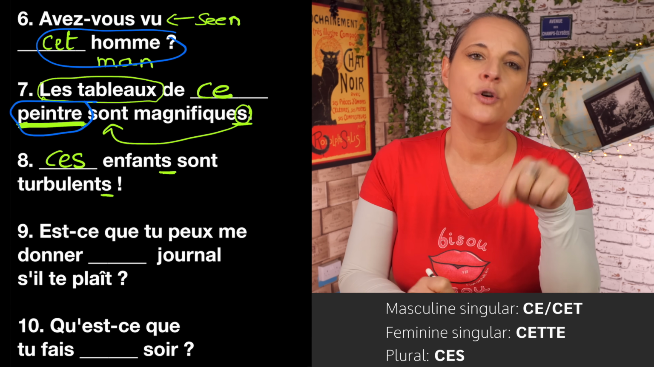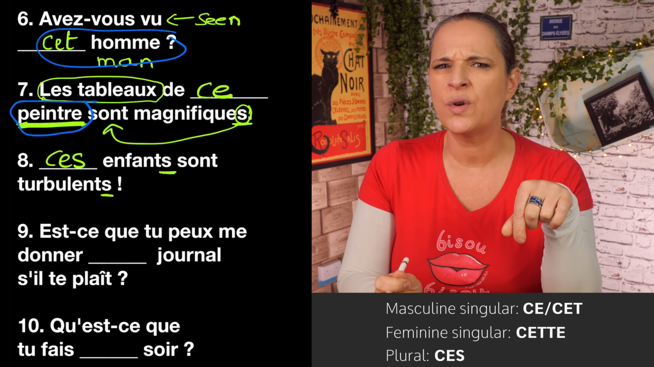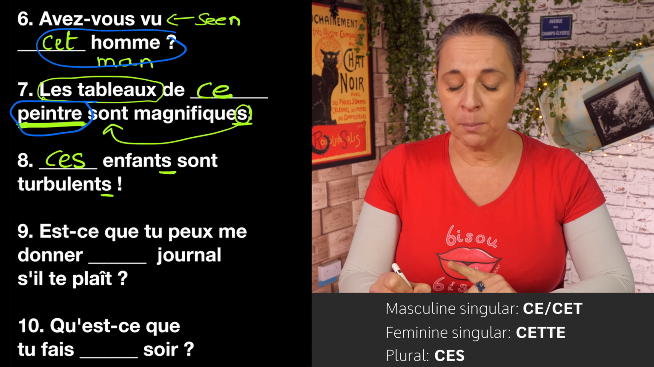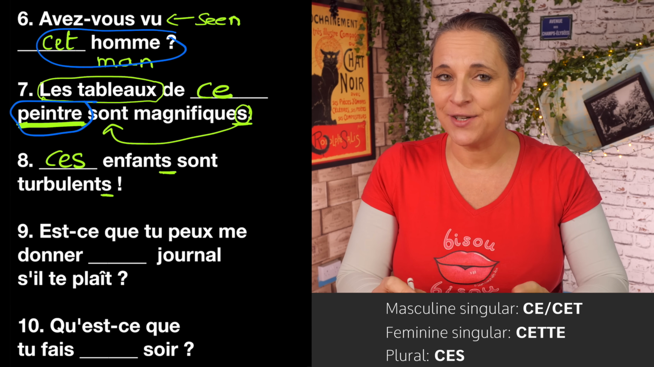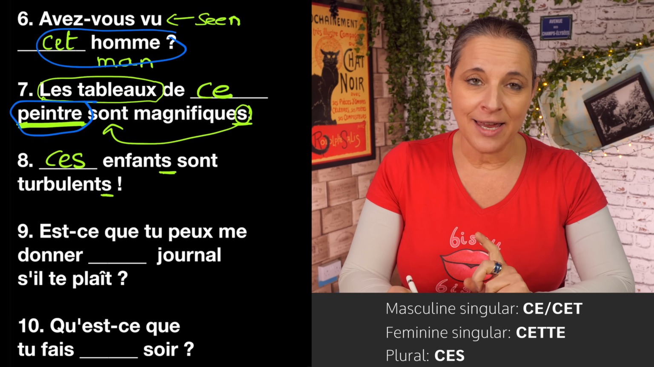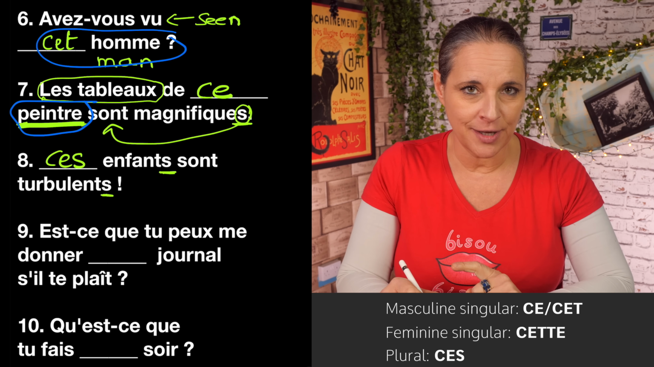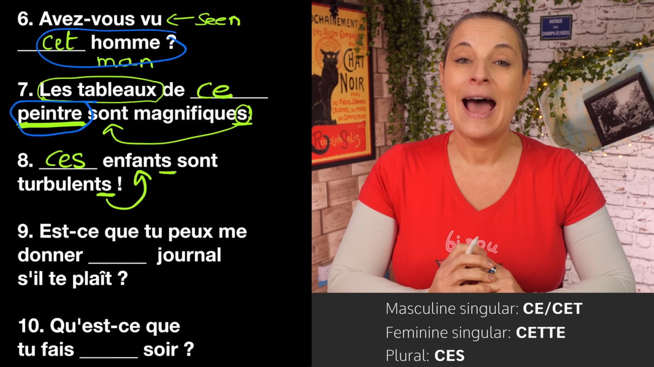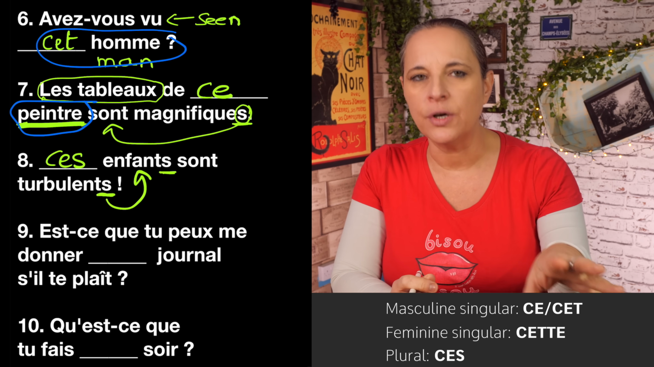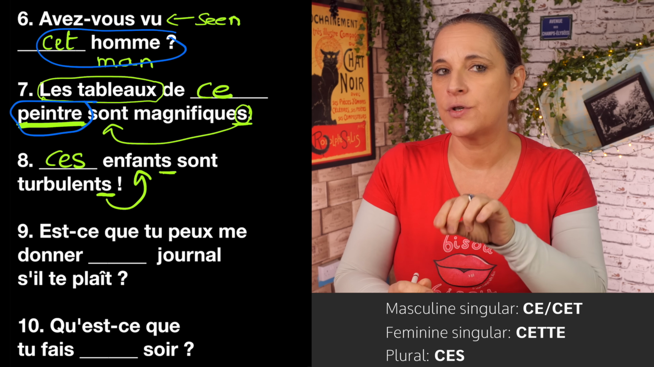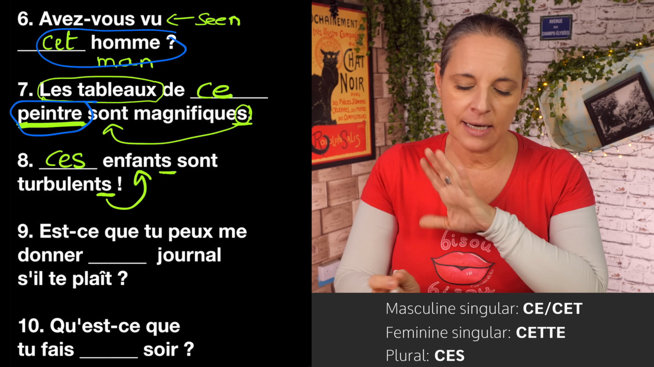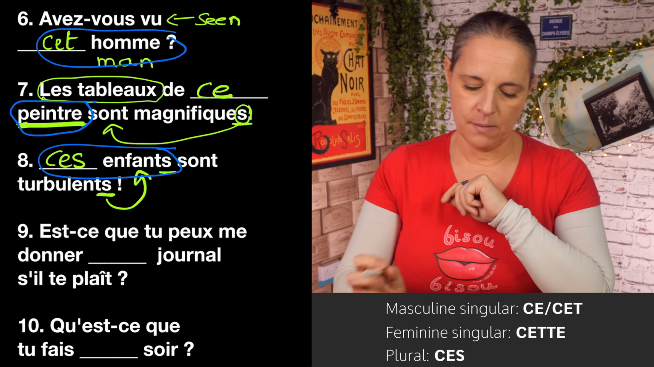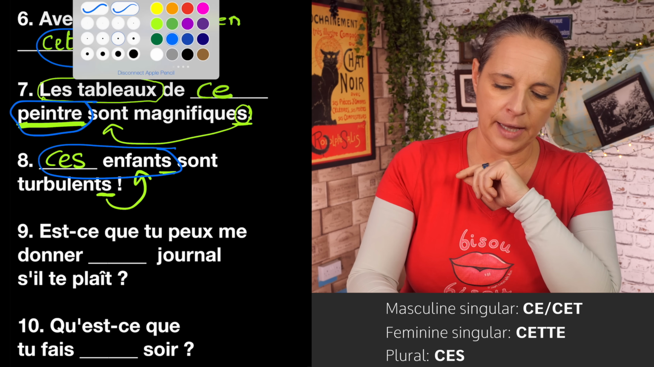These children are turbulent. Can you say turbulent? Naughty or noisy or, a bit all over the place. Now, by the way, you still need to know what gender enfant is. I know it is plural. And you know how I know that? It's because turbulent, which always agrees with the noun here, has no E. So we don't say turbulente. If we had said turbulente, it would refer to a feminine noun. Here it has no E. So enfant is going to be masculine.